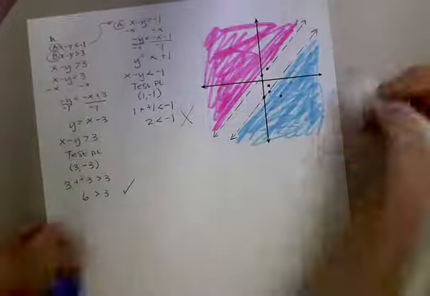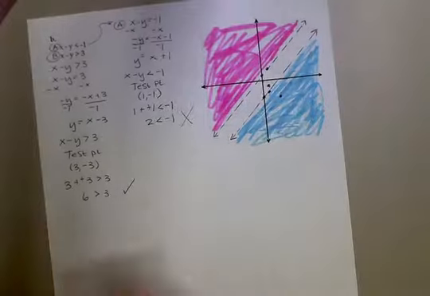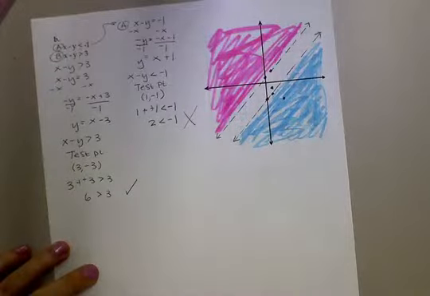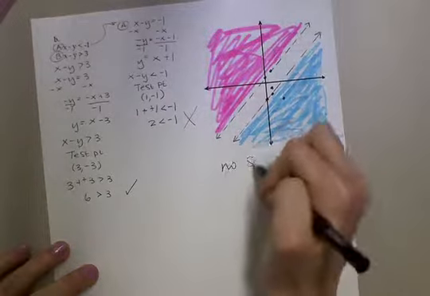Now let's see where these inequalities share points. Where do they overlap with their solutions? And in fact, it's nowhere. There is no overlap. So this is a case of no solution.